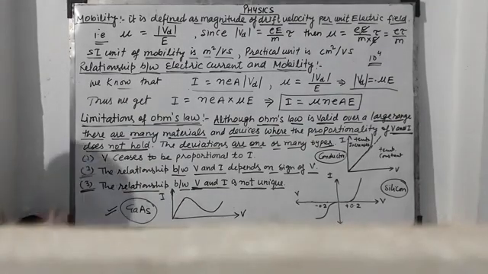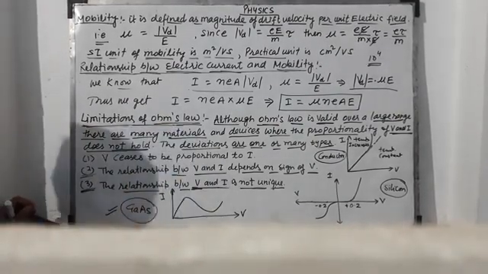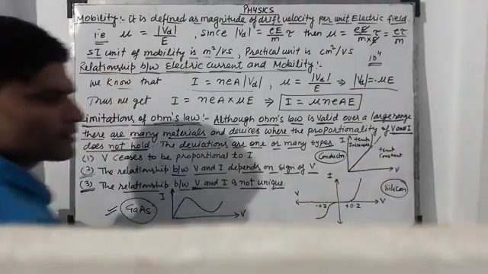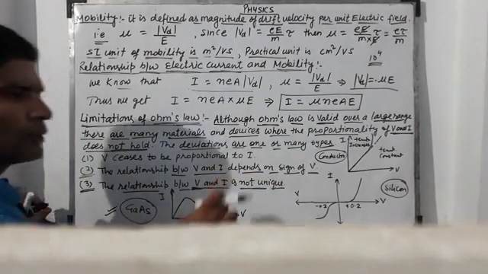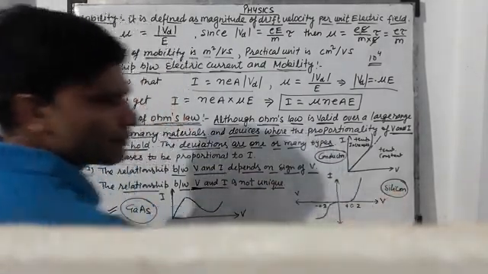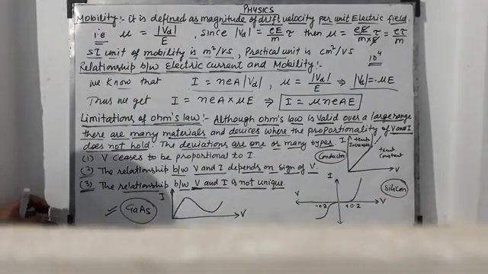So the limitation of Ohm's law is that the temperature must remain constant. It is valid for metals, not for semiconductors and also not for the compound gallium arsenide.